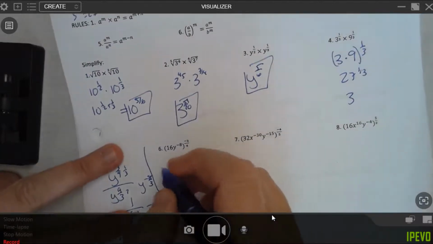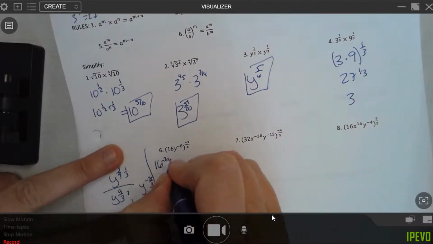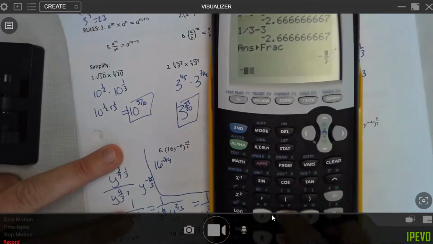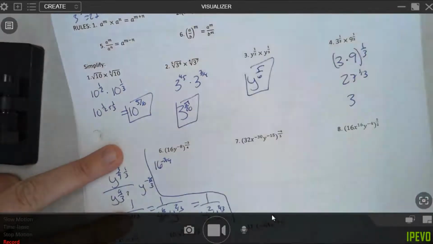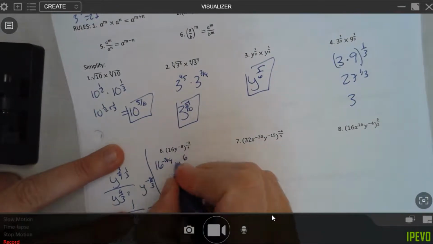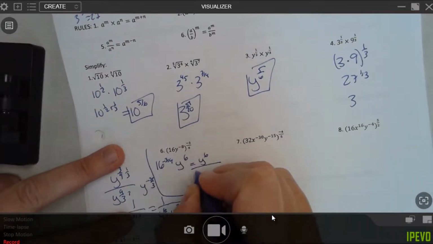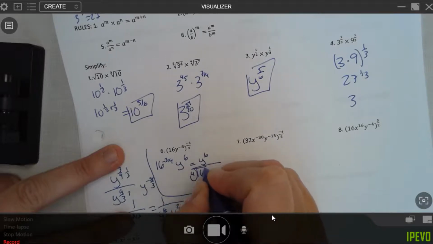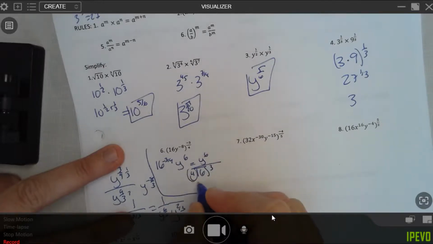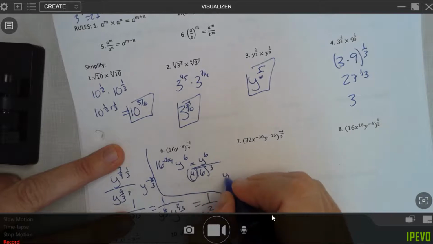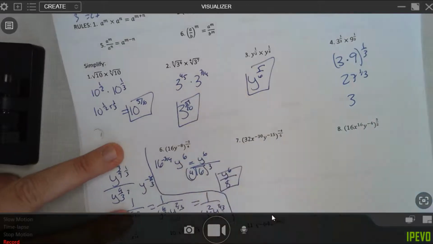So distribute this to each term. I get 16 and a negative 3/4. Multiply, you're going to do negative 8 times negative 3/4 in your calculator. And you get y to a 6. This is negative, so it's going to go on bottom. So I have y to the 6 over 16. That's a 4th root of 16 cubed. The 4th root of 16 is 2. 2 cubed is 8. So that's your answer for 6.